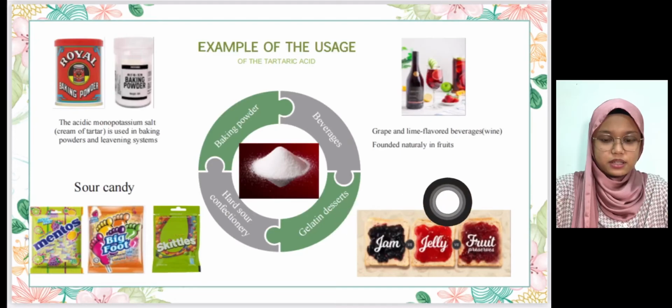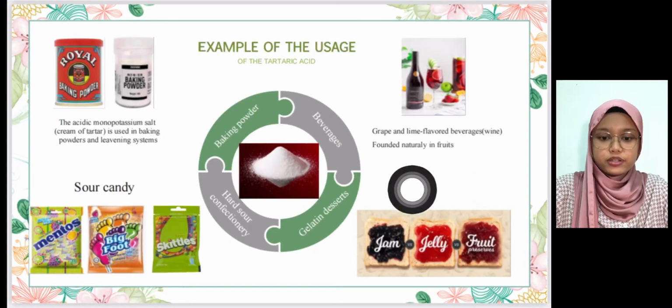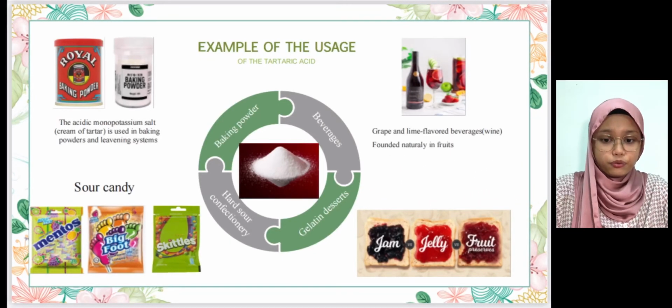Next, we have jams, jelly, and fruit preserves as the examples of gelatin desserts. Jellies are traditionally prepared using gelatin. The material is dissolved in hot water and gelation occurs on cooling in a refrigerator. Technically, jams and preserves are identical, except the term preserve is used for products containing whole fruit.